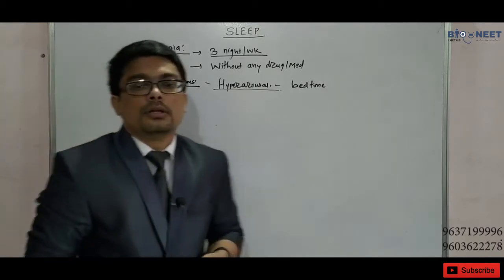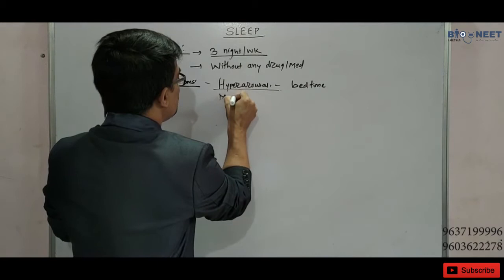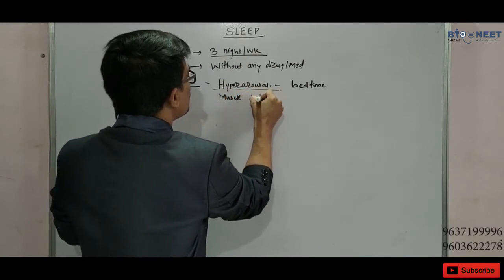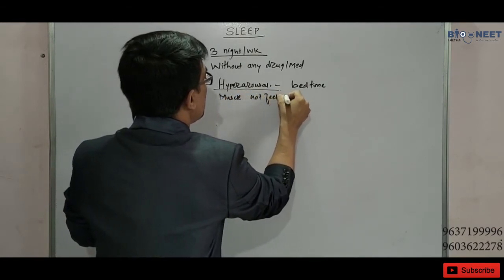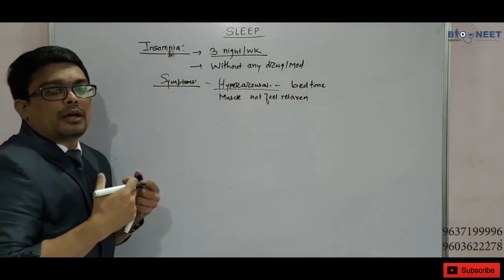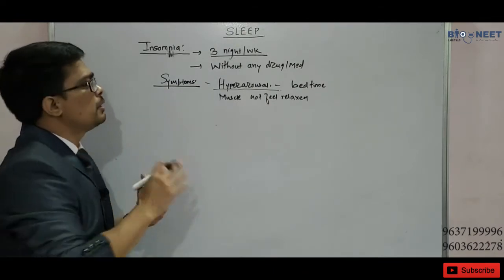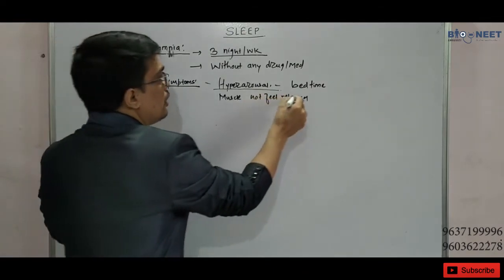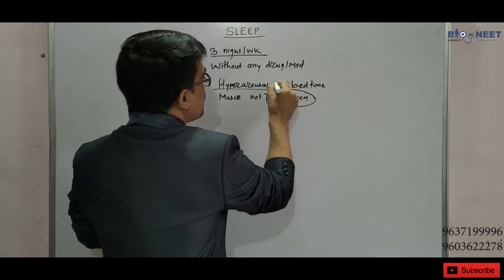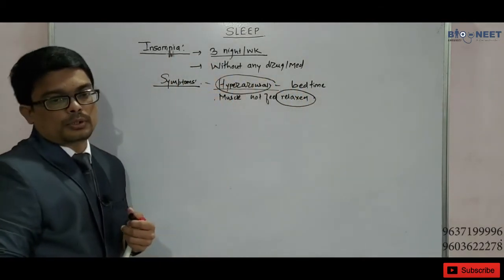Second is that the muscle cannot relax. Your muscle does not feel relaxed. This is another symptom. You feel pain in your muscle, or it's like a constriction of the muscle, but it's not a relaxation. Not relaxed muscles and hyperarousal, these are the two symptoms of insomnia.